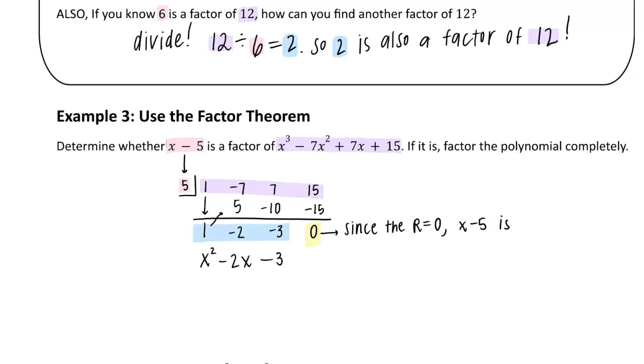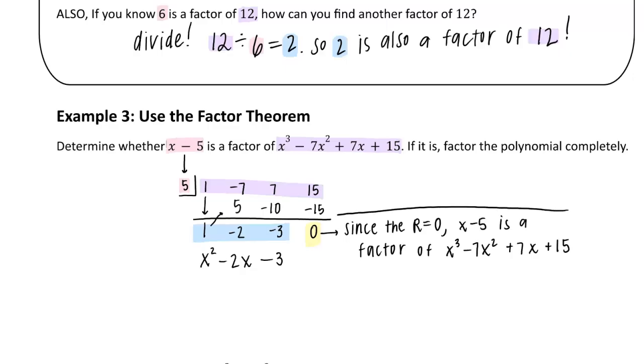We need to go ahead and write this out. Since the remainder is 0, x minus 5 is a factor of that polynomial. That was part of the question, so we need to make sure we write that as part of our answer.